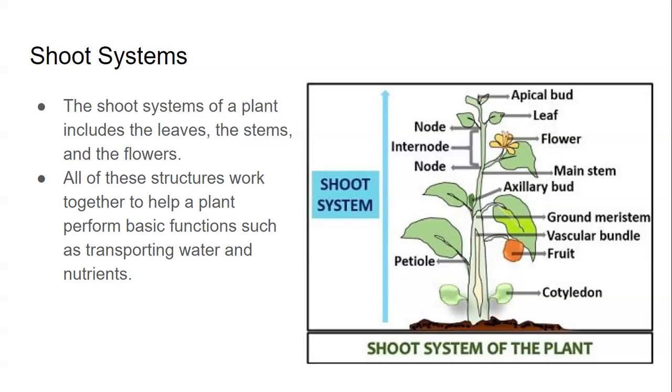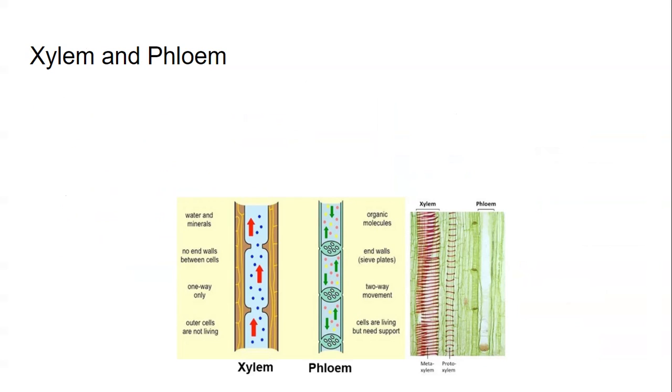So all of these structures here work together to help a plant perform basic functions such as transporting water and nutrients. And so these are two things that are going to be very important: how do plants transport water and nutrients, what are those processes, and what are those vascular tissues actually called. So those two things are moved through what we call the xylem and the phloem.